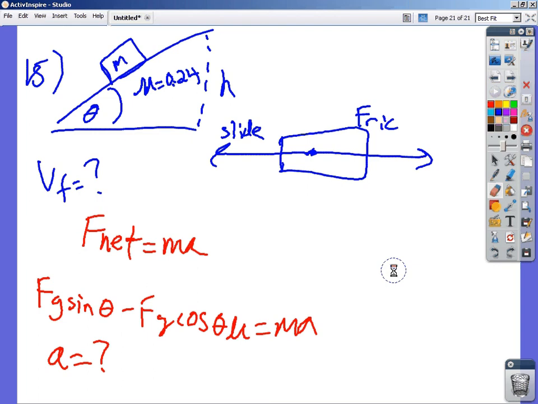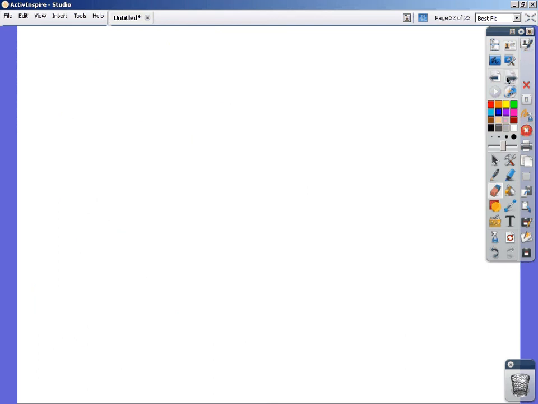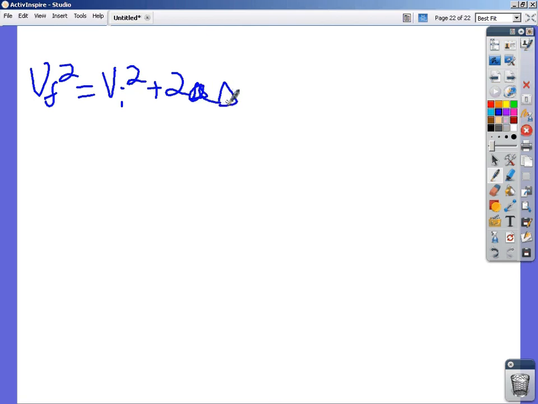2A delta x. Okay, 2A delta x. Vi is 0, so we get this. Vf squared is equal to 2A delta x. We know A, we're trying to solve for Vf squared. We need to know what delta x is. This is where I got stuck.